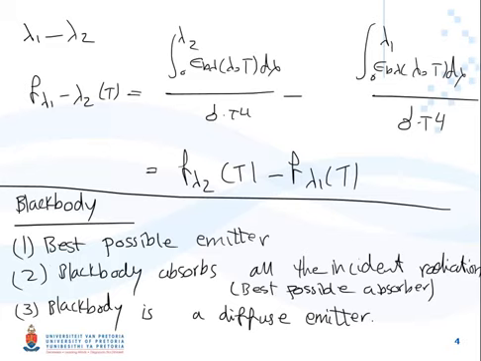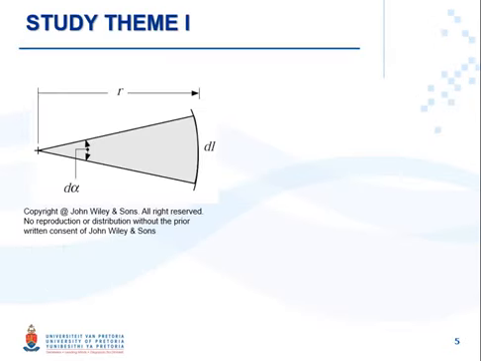Okay, let me start with the second lecture. To understand the blackbody behavior, there are some mathematical definitions that we need to go through first, especially because radiation heat transfer, due to its nature, involves extensive use of spherical coordinates.